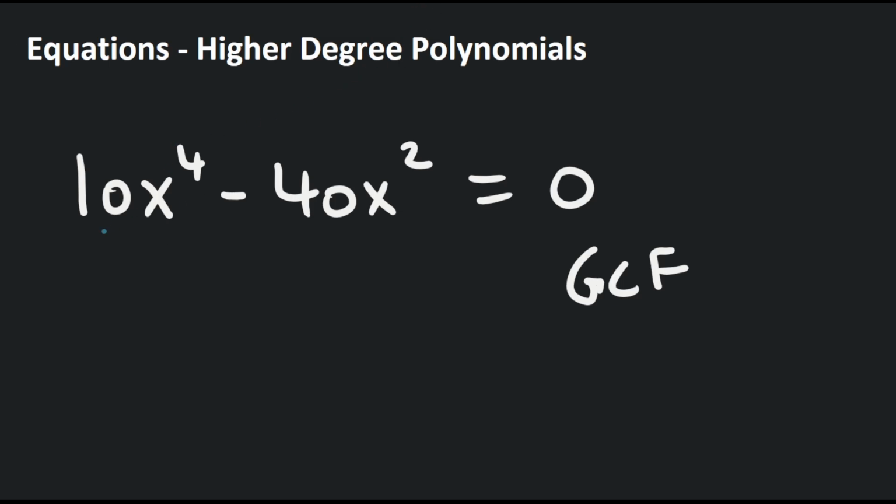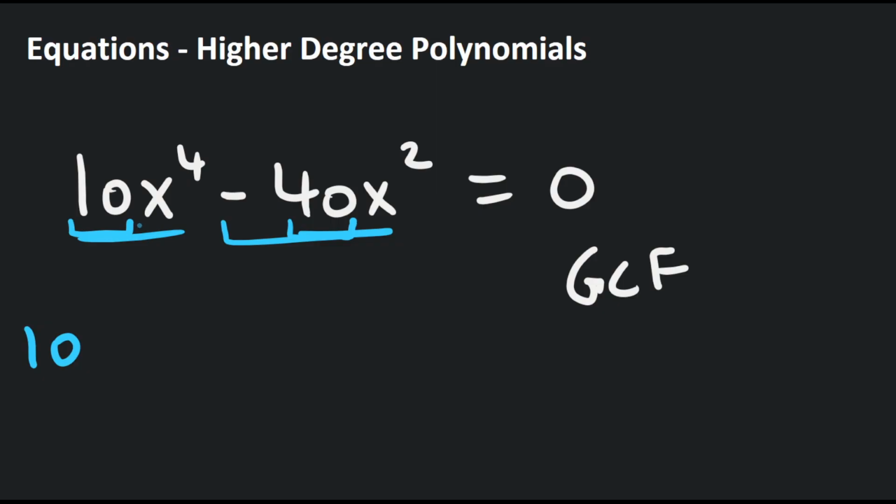So what is the GCF of both of these terms? Let's take a look at the coefficients first, 10 and negative 40. What's the highest factor of both of these numbers? Well, 10 happens to be the highest factor of both because 10 divided by 10 is 1, and negative 40 divided by 10 is negative 4. So 10 goes into 40 four times. So 10 is the greatest common factor.